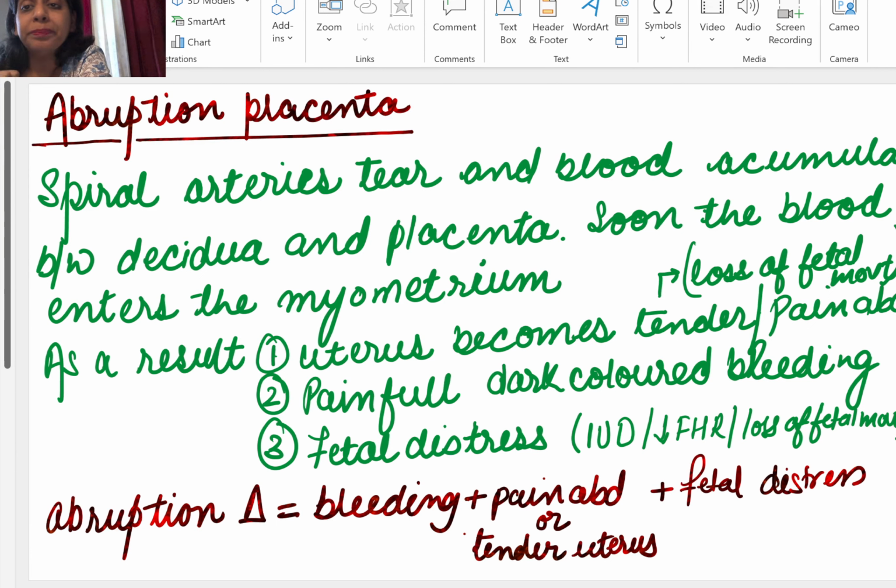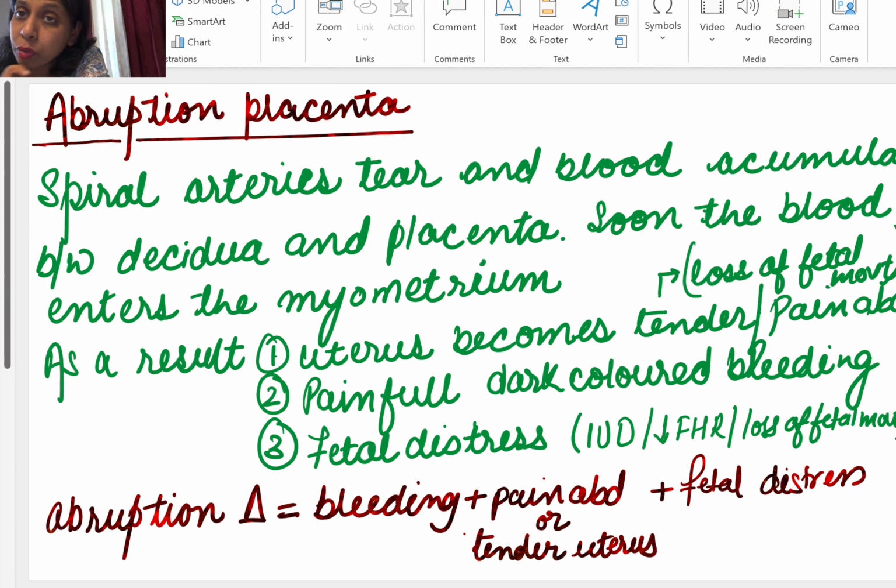One thing is there: when the uterus becomes tender and there is pain abdomen, in that condition there is always loss of fetal movements. Okay, because that uterus is in so much pain that it cannot feel the fetal movement. So what is the abruption triad? Number one is the dark colored genital bleeding, or APH. Number two is pain abdomen or tender uterus, and number three is fetal distress. So this is the triad of abruptio placenta.